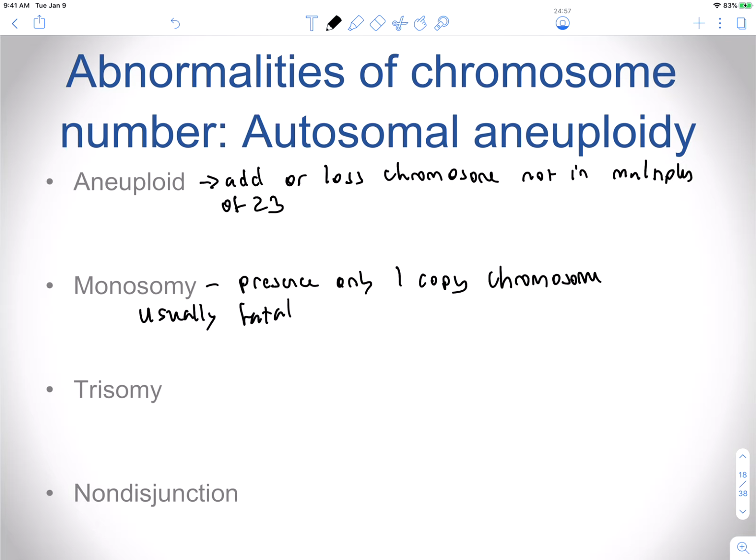Trisomy is going to be the presence of 3 copies of a chromosome. Now, this is less severe, and it's because, again, you don't run into that haploinsufficiency. However, you can have too much of a product, of course, in a trisomy. You can have excess, but the body is more capable of tolerating genetic excess rather than a genetic deficiency.